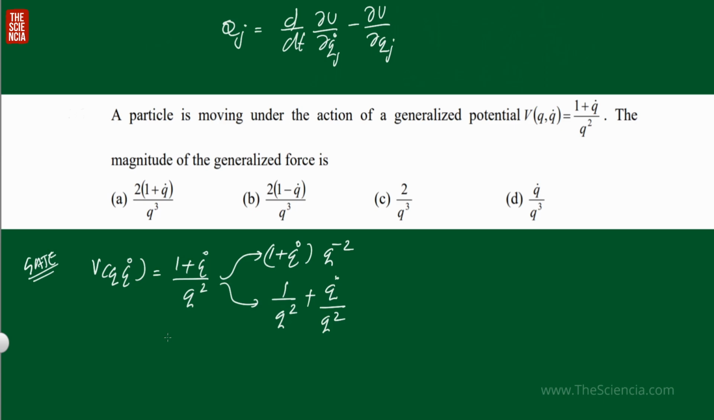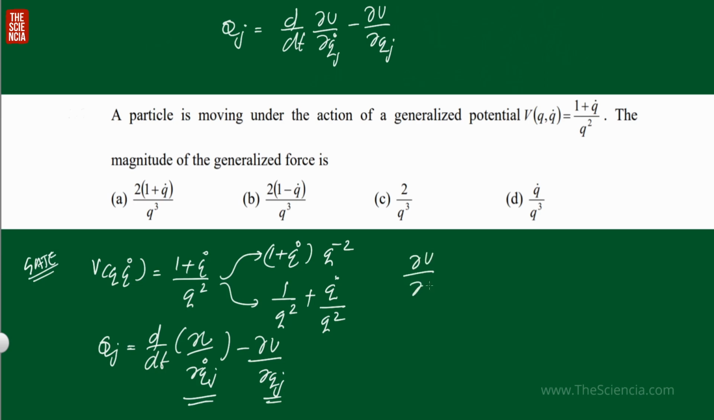So here, what is the equation for generalized force? That is Q_j equal to d by dt of dou U by dou q_j dot minus dou U by dou q_j. So first we have to find dou U by dou q_j dot and dou U by dou q. First one, what is dou U by dou q_j? See, I am taking this equation.